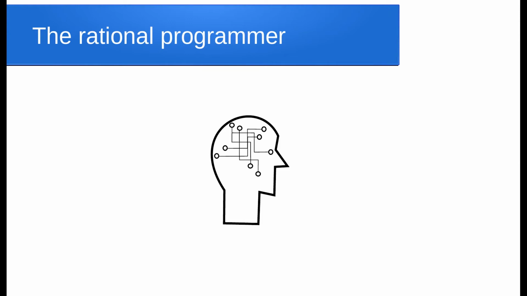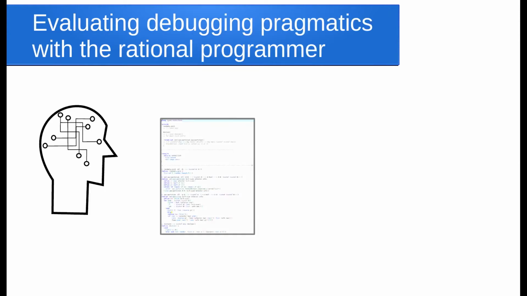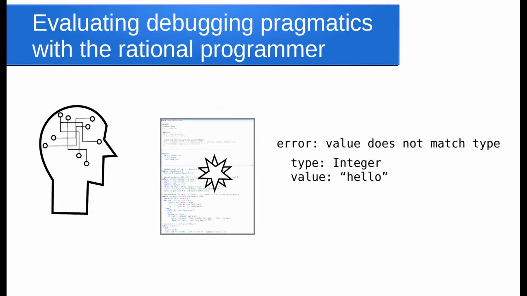To make this concrete, the rational programmer for gradual typing will simulate a programmer with a gradually typed program that, when run, produces a type-value mismatch error, and will try to use it to locate the source of the mismatch in the program, using blame or whatever other information is available.